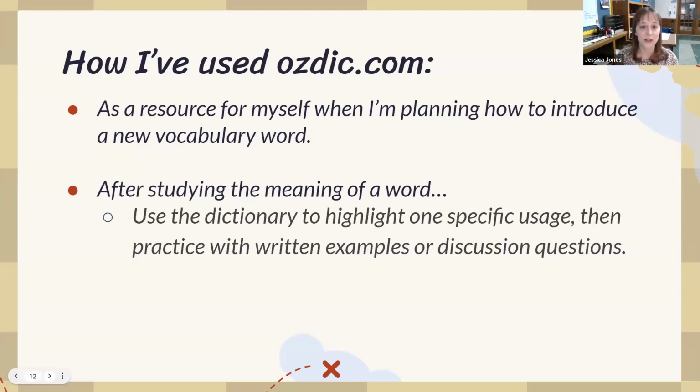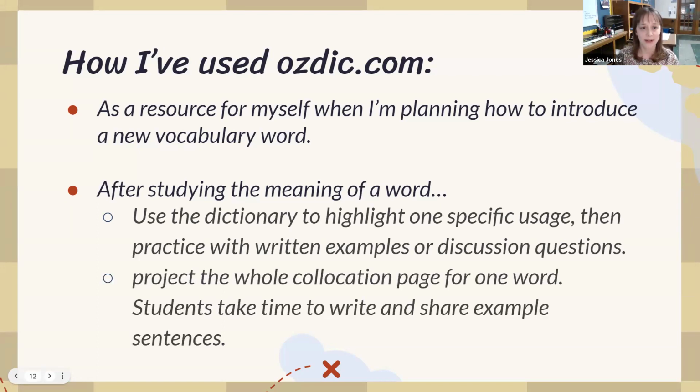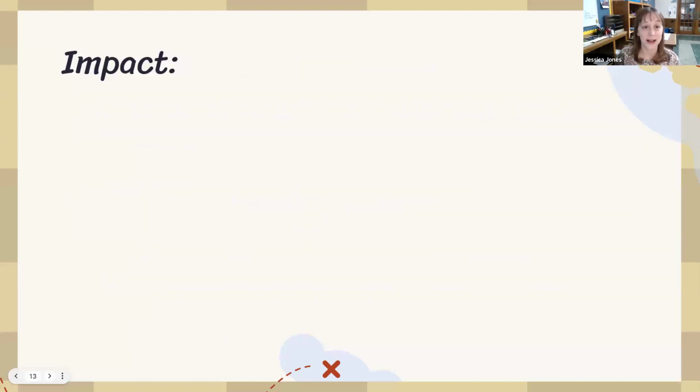Then we use this dictionary to highlight a specific usage. And then, as I said, practice written examples. And click one more time. Right, okay, good. I've given you my examples of how we've used this. All right, so now we're ready to look at some more examples.